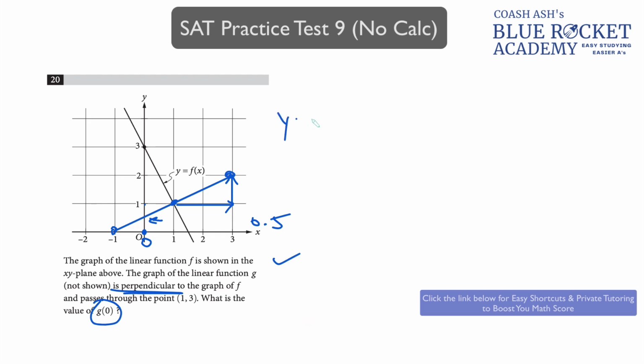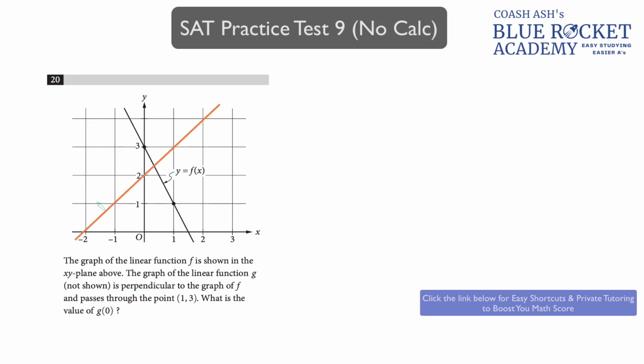Of course, you can do y is equal to mx plus b and all of that, but there's no need to waste your time. This is a nice intuitive way of thinking about it. If this is the rise and run of this line, then the rise and run is almost like flipped over. It's a nice intuitive way of understanding perpendicular lines. And so therefore, this point over here is the y-intercept. Why? Because G of 0 is the y-intercept.